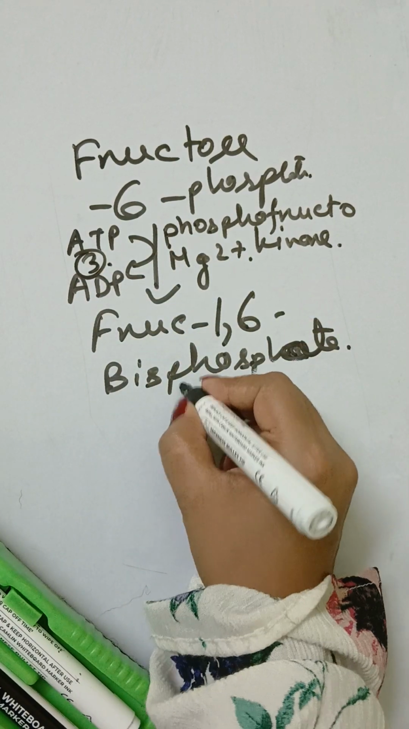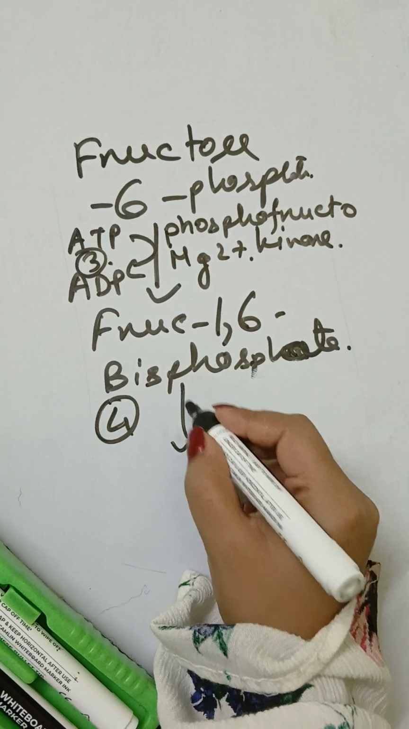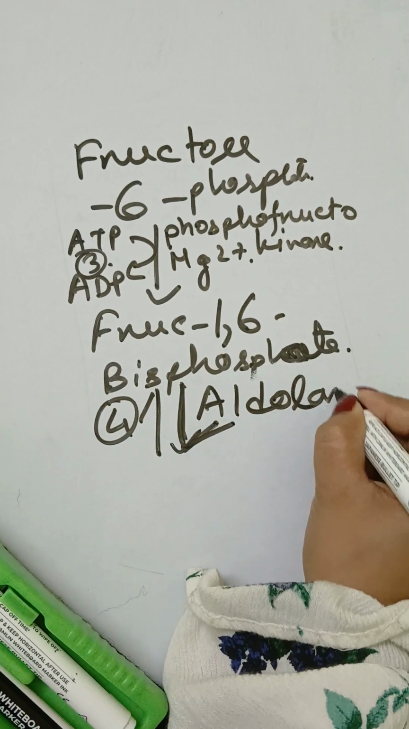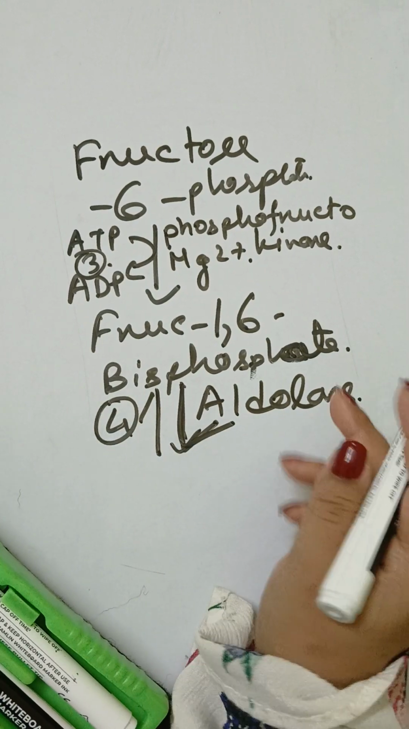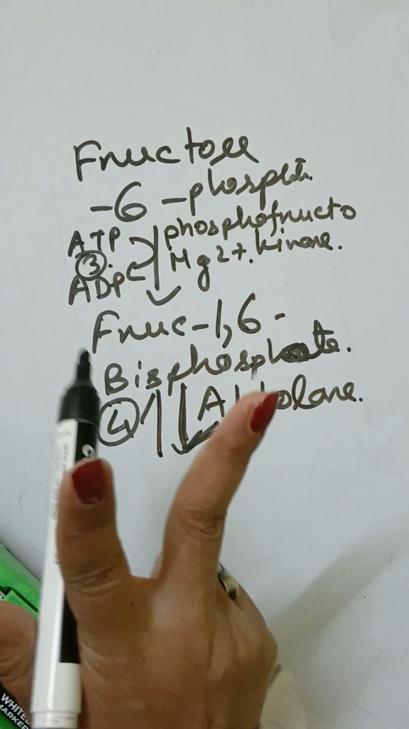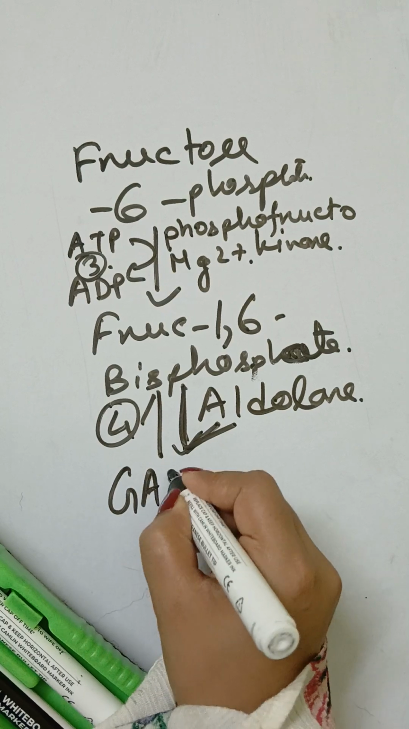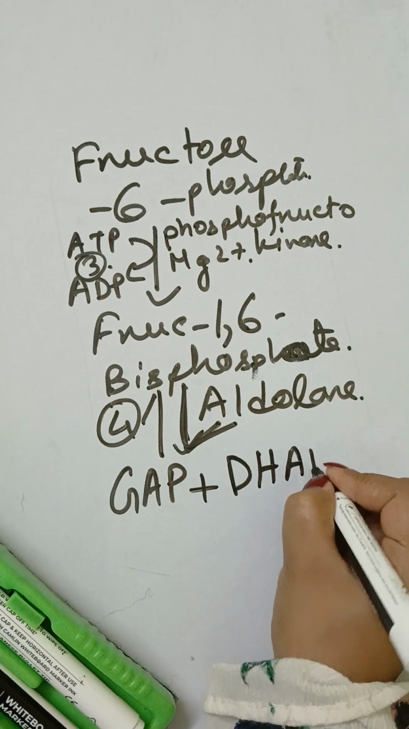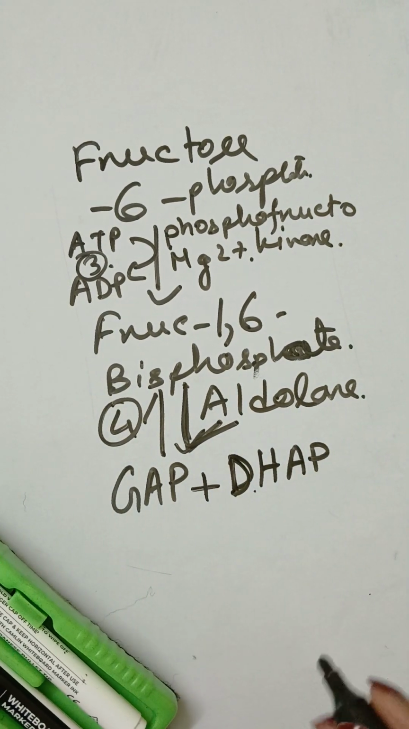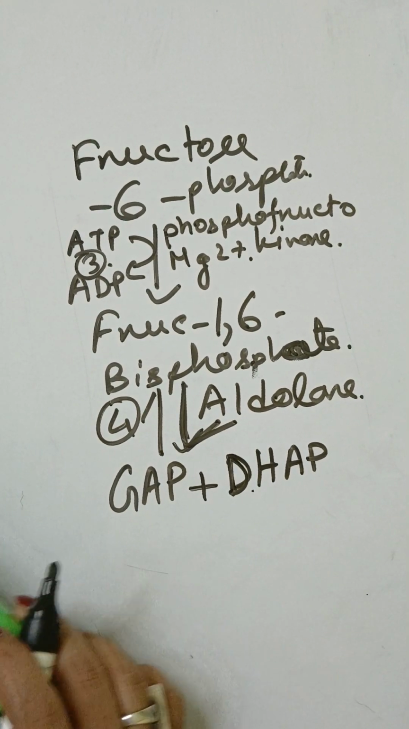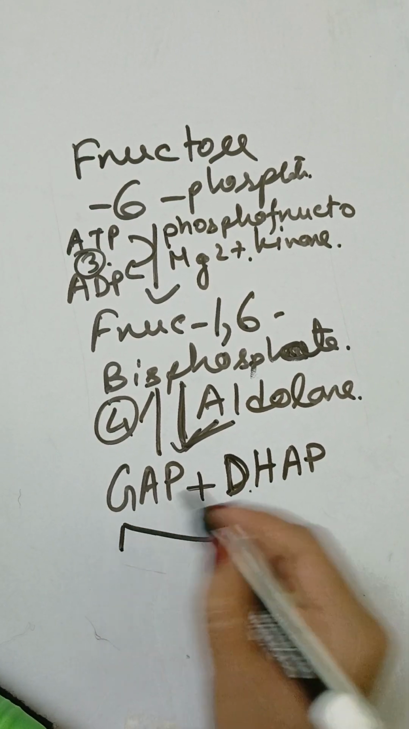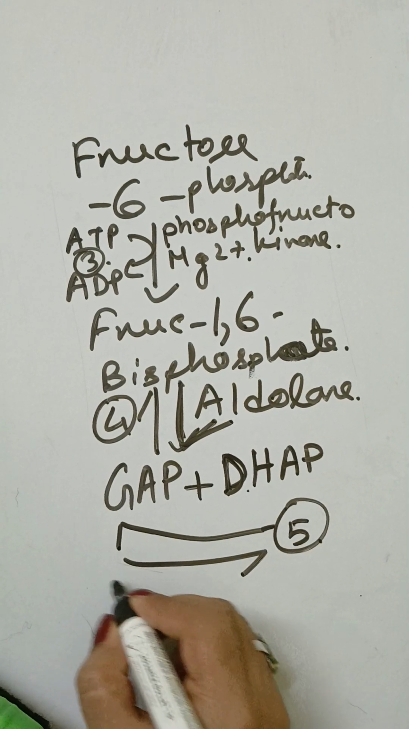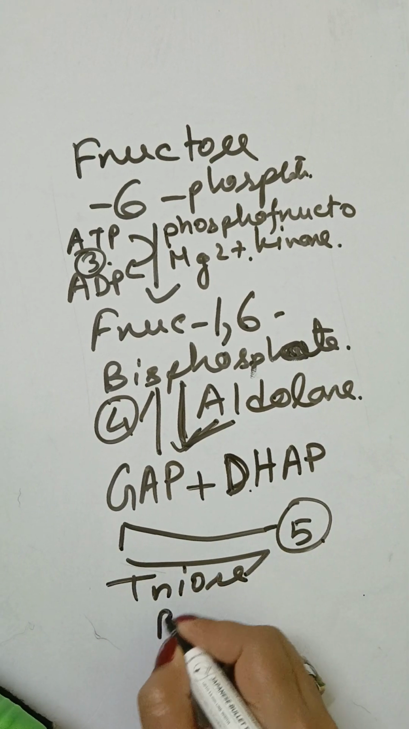Now the fourth reaction, which is a reversible reaction, is with the help of aldolase. This fructose 1,6-bisphosphate will be cleaved and give rise to 2 different molecules. One is GAP, that is glyceraldehyde phosphate, and one is DAP, dihydroxyacetone phosphate. So it's very funny, GAP and DAP. Again this is a reversible reaction, the fifth reaction, with the help of triose phosphate isomerase.